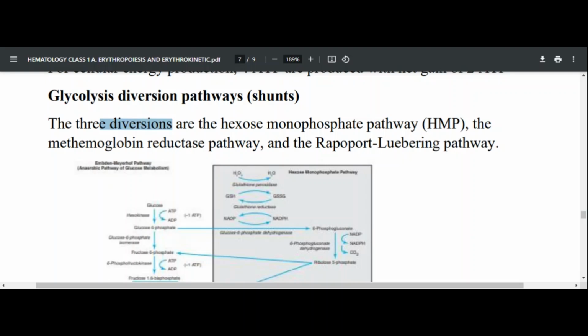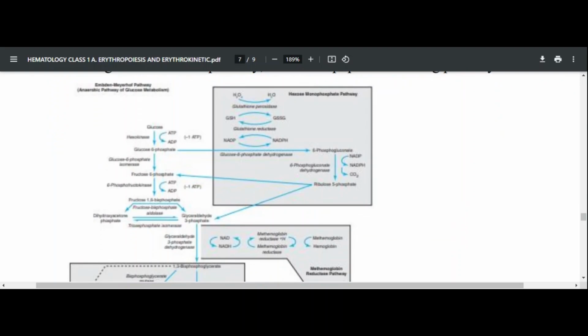Now, those diversions include the hexose monophosphate pathway. You will sometimes find it with other names, but it is called hexose monophosphate pathway or HMP. There's also another pathway, which is called the methemoglobin reductase pathway of RBCs, and the last one is called the Rapoport-Luebering pathway. So these are the 3 diversions from the main anaerobic glycolysis.